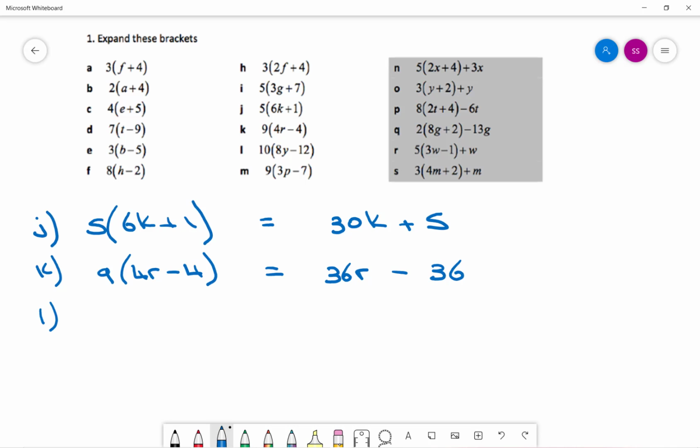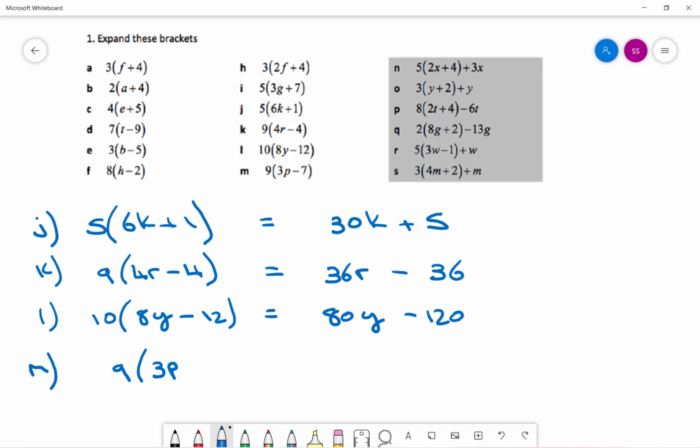Next one, L. 10, 8y minus 12. Same steps. 10 times 8 is 80y. And the last one, 10 times 12 is 120, but it's a minus 120 because of our minus sign. For M, 9, 3p minus 7. 3 9s are 27p, and 7 times 9 is 63, but it's going to be a minus 63. So there's the ones down to M. Let's take a look at our last column.